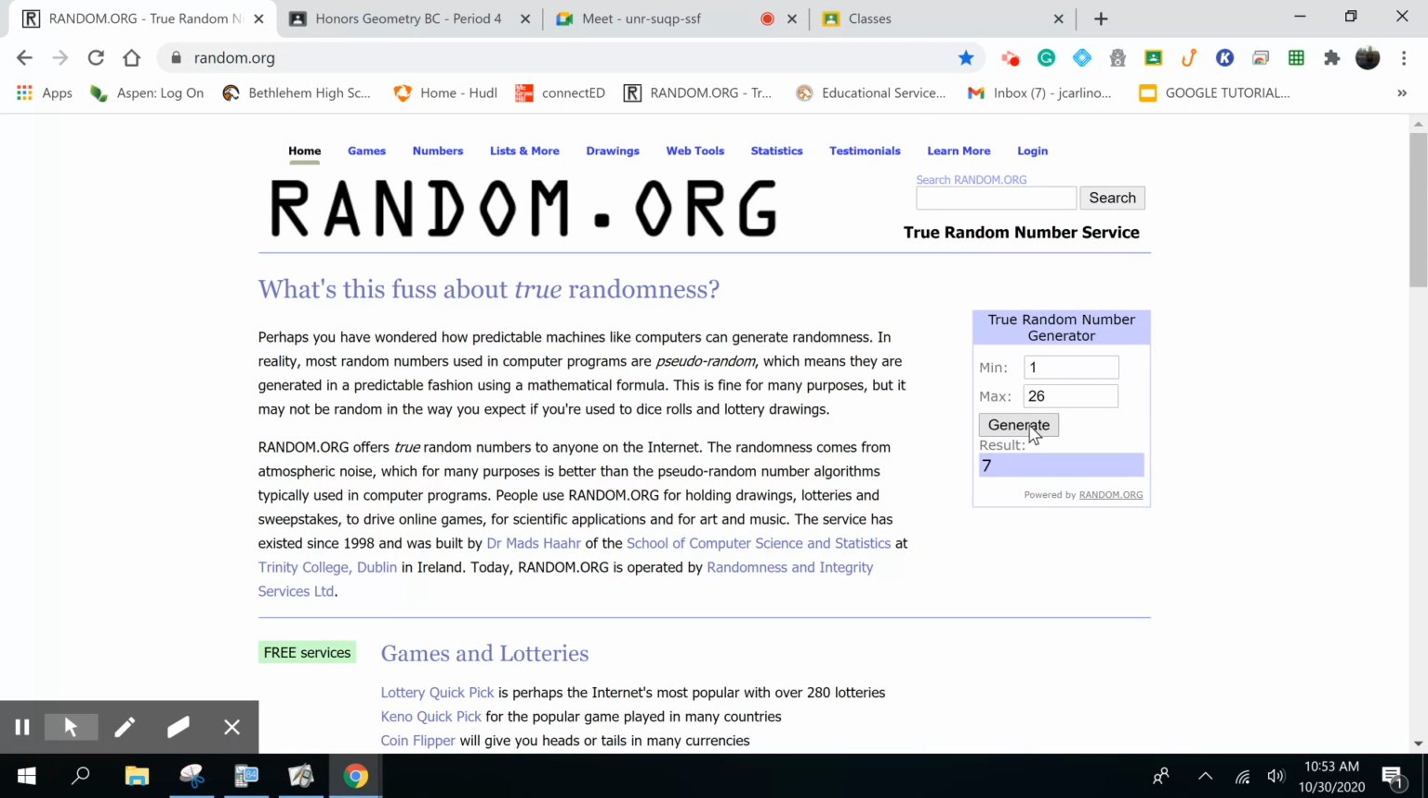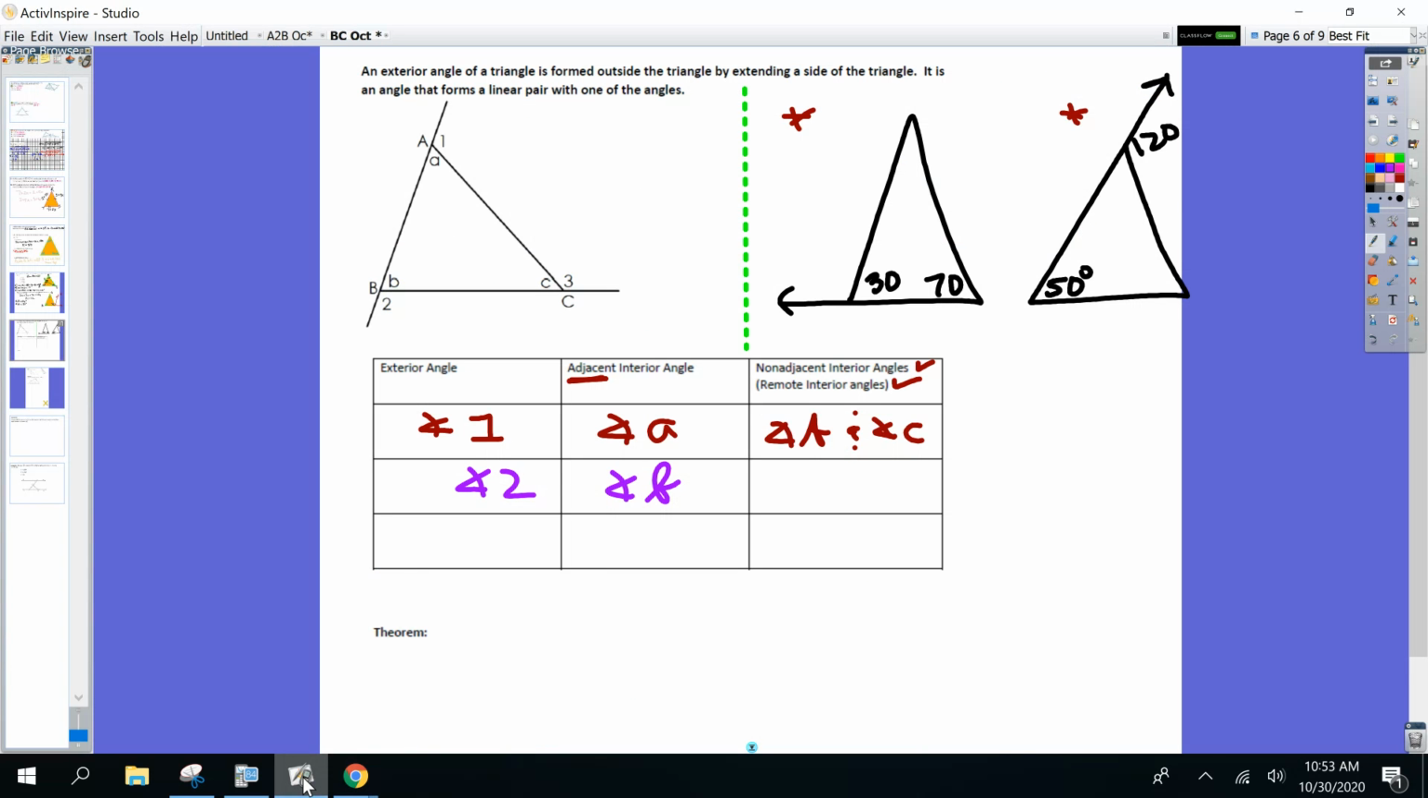Back to Sinjin. What would be the remote interiors for angle 2, Sinjin? Angle A and angle C. Yep. All right. Good, guys. I'm not going to even ask for the next one. We'll just fill it in here. It would be exterior angle 3. Angle C would be the one next to it. And the two remote interiors would be angle A and angle B.